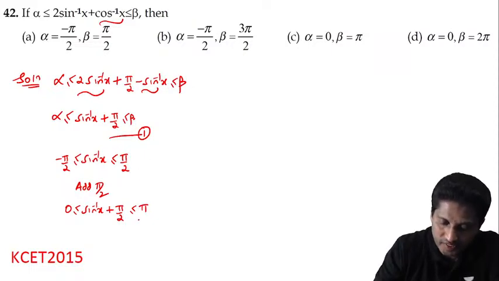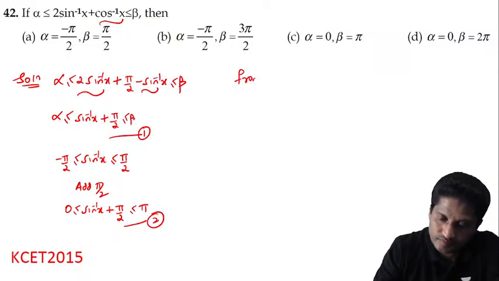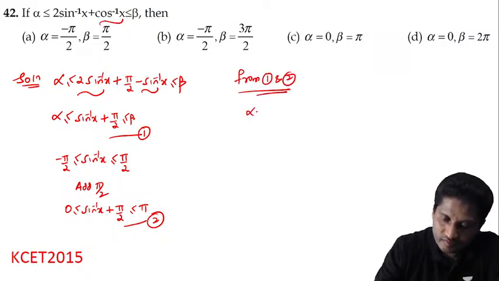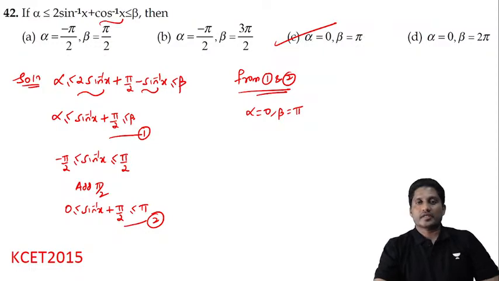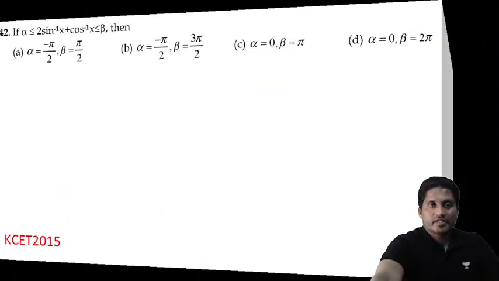If you compare equations 1 and 2, alpha is equal to 0, beta is equal to pi. Answer is option C. Let's move to the next question.